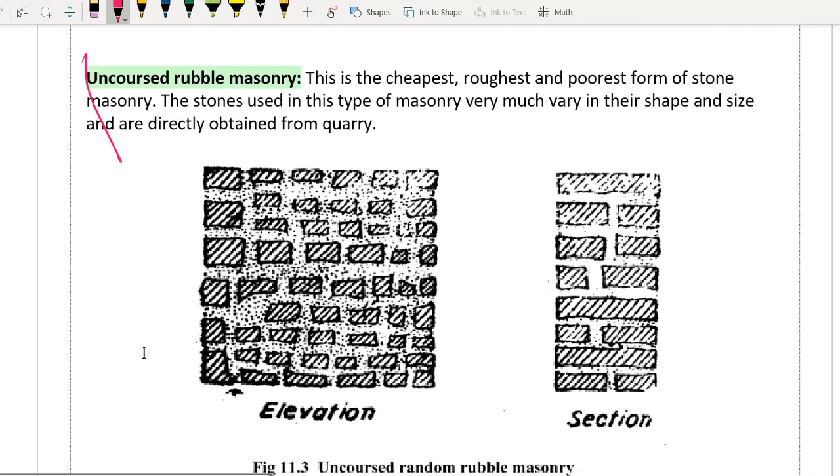First one is uncoursed rubble masonry. Here obviously it is not properly dressed, it is very rough and the poorest form of stone masonry. It will be quite a poor form. You can see the shapes are not uniform. Here there is a larger shape, here a small stone has come. In the same layer we are getting it like this. Even the layers are not uniform. See, this layer is something like this, here we have some other layer. So this type of thing is uncoursed rubble masonry.